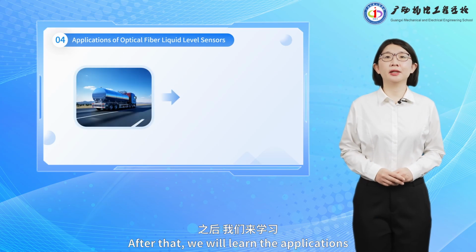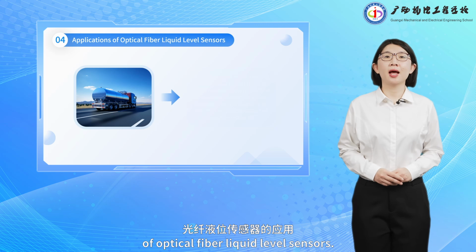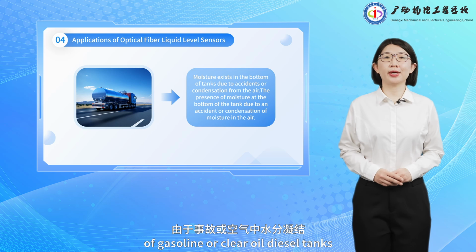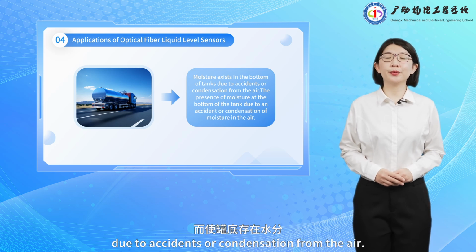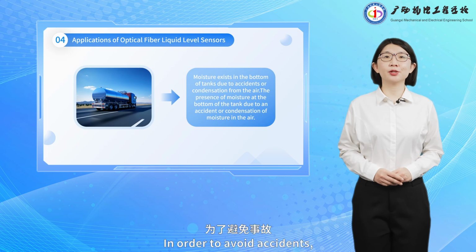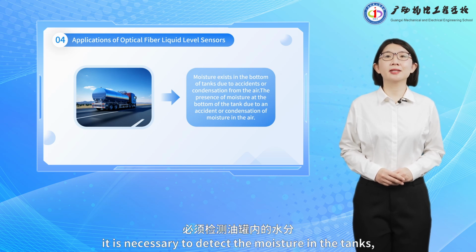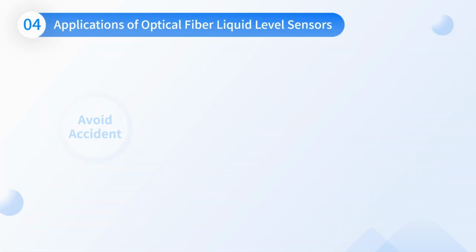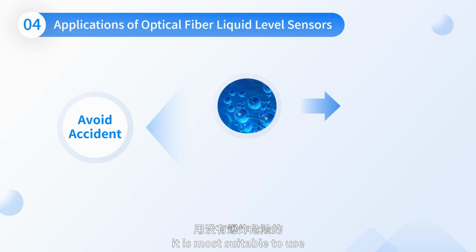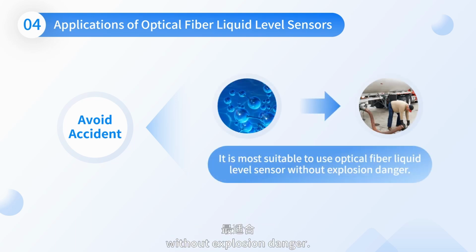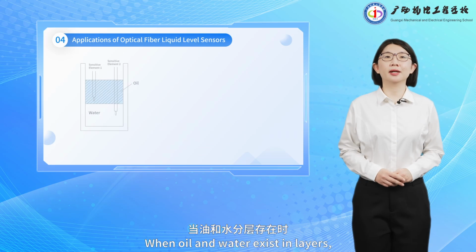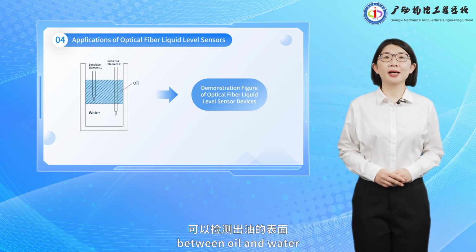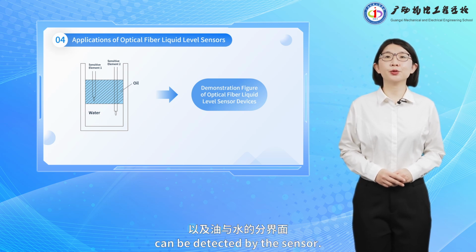After that, we will learn the applications of optical fiber liquid level sensors. Moisture exists in the bottom of gasoline or clear oil diesel tanks due to accidents or condensation from the air. In order to avoid accidents, it is necessary to detect the moisture in the tanks, and then clean or drain the water. In this case, it is most suitable to use an optical fiber liquid level sensor without explosion danger. When oil and water exist in layers, the surface of oil and the interface between oil and water can be detected by using the sensor.